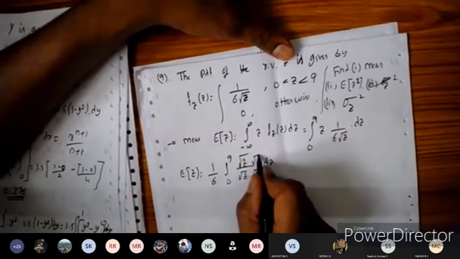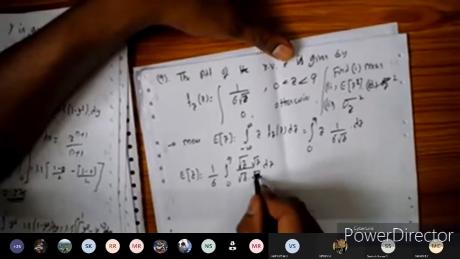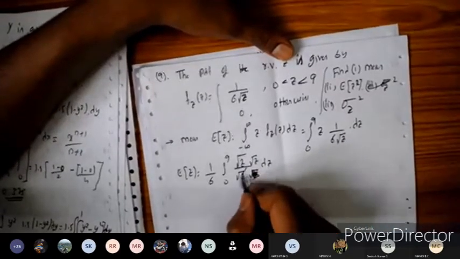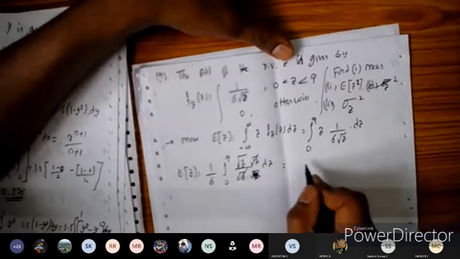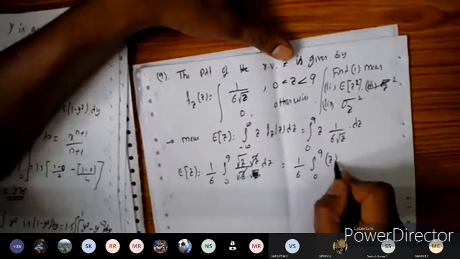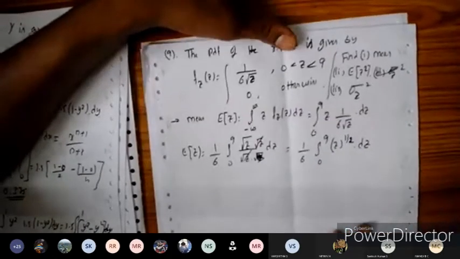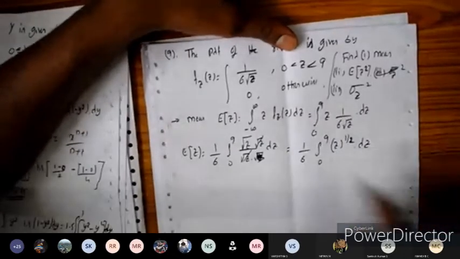So the z can be written as root of z into root of z. The denominator will remain the same, but the numerator we can write like this. So one root of z will get cancelled. The final quantity that will remain is the integral from 0 to 9 of z to the power of 1 by 2 into dz. So let us integrate this one.